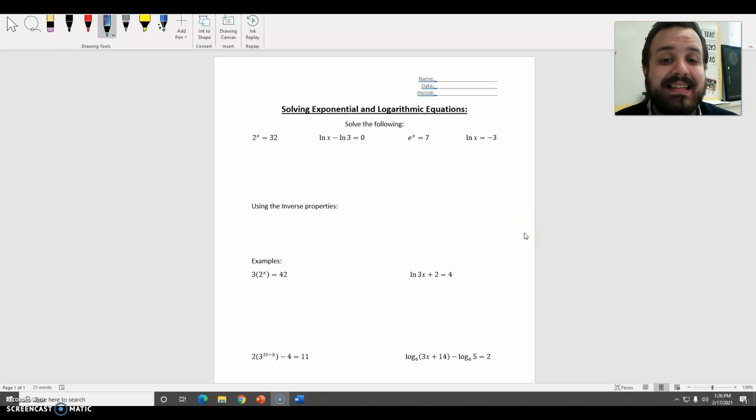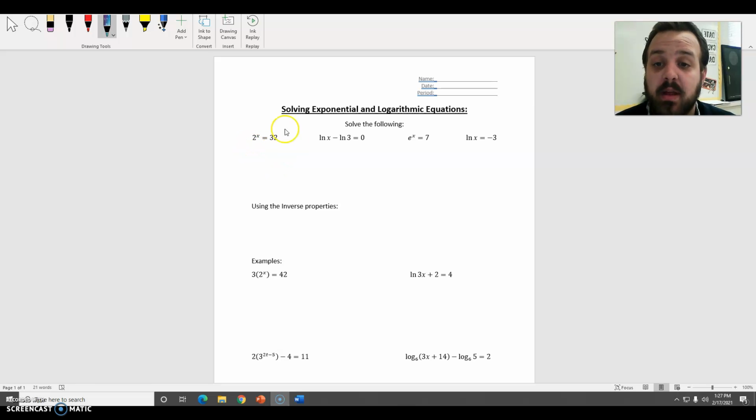Hello, ladies and gentlemen. Today we're going to talk about solving exponential and logarithmic equations. Basically, we're going to talk about some ways that we can solve these certain problems and certain ways we can look at these things. For example, we actually know how to solve some exponential and logarithmic equations already.